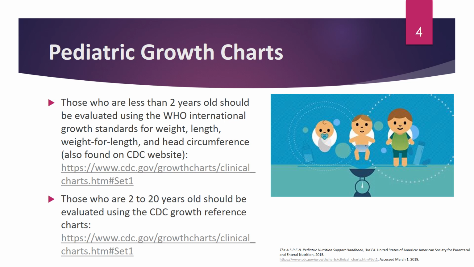So for those patients who are less than 2, they actually should be evaluated using the WHO International Growth Standards for weight for length, and head circumference. And this similar scaling is found on the CDC website with the link that you see here. And those who are 2 to 20 years old, they should also be evaluated utilizing the CDC growth reference charts, which you can see at the same link here.